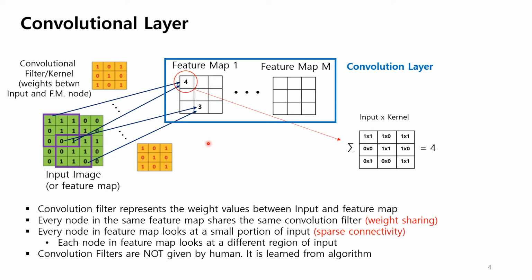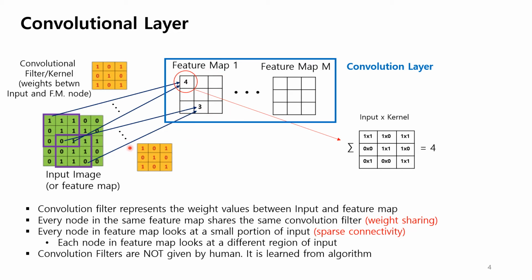So let's take a look at the convolution layer in CNN. In the convolution layer of CNN, it actually consists of multiple what are called feature maps. So in one convolution layer, there are many feature maps, okay? And let's look at one particular feature map like this.